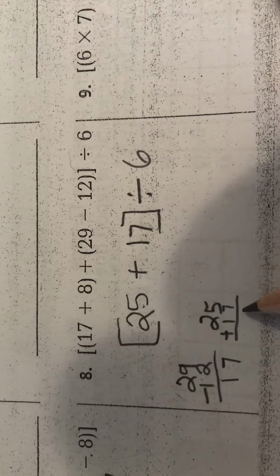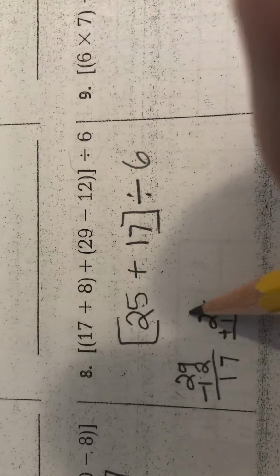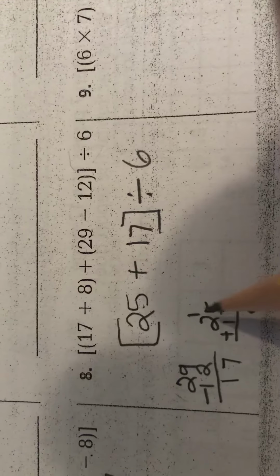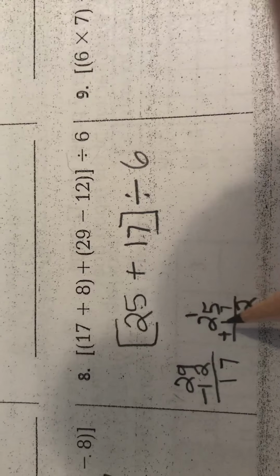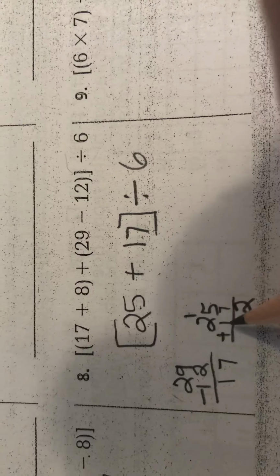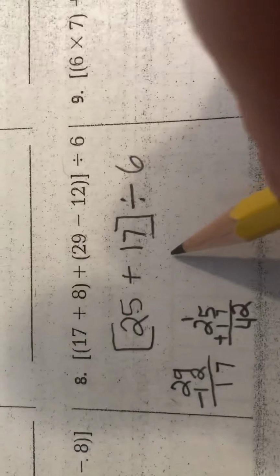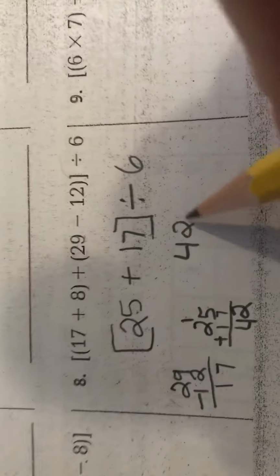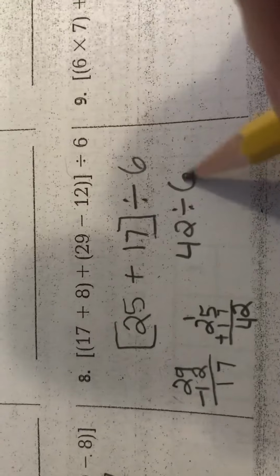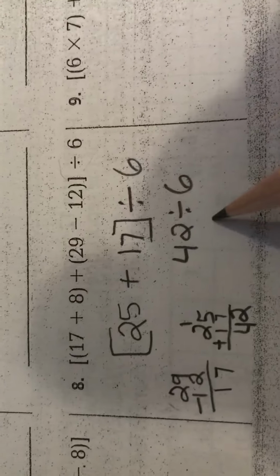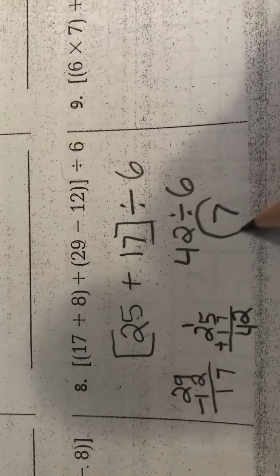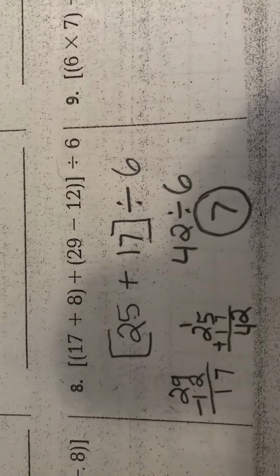So 5 plus 7 is 12. Carry the 1. 2 plus 1 plus 1. So 2, 3, 4 is 42. So now I have 42 divided by 6. So 42 divided by 6 is 7. So the answer for this one, number 8, is 7.